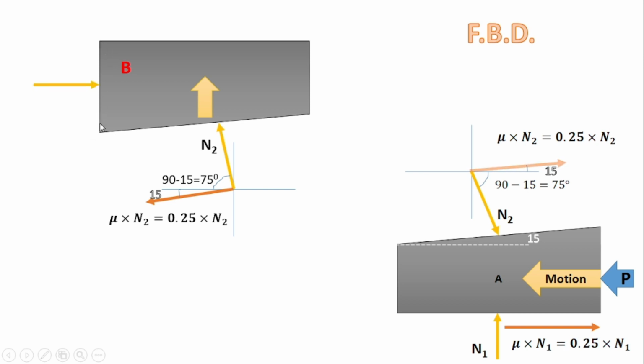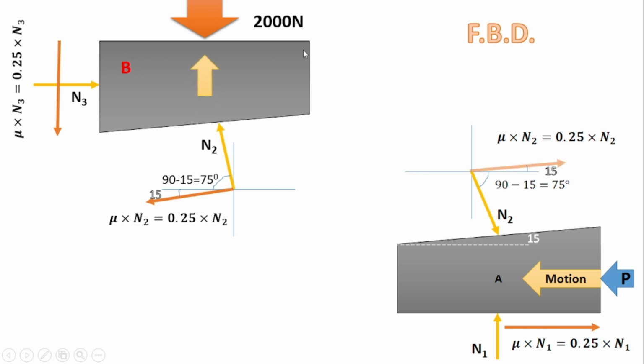This surface is in contact with the wall. Show the reaction perpendicular to this wall. This is your N3. Then the block will move in the upward direction like this. So the friction force is opposite to the direction, so it is downward. The value of friction force is equal to mu into N3, that is 0.25 into N3. So in this way we have shown all the normal reactions and the friction forces for this block. Now the remaining force is the given 2000 Newton weight which acts on this surface. Right, so this completes the FBD for block A and the block B.